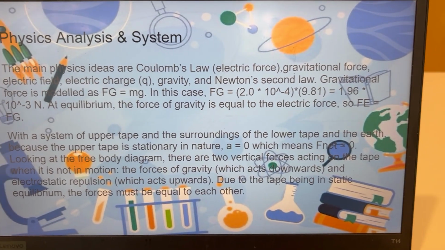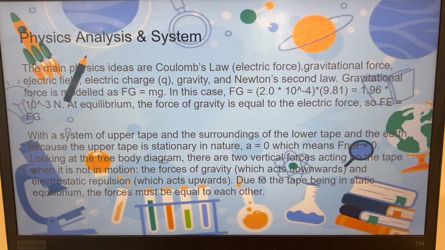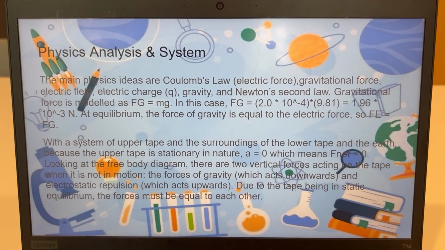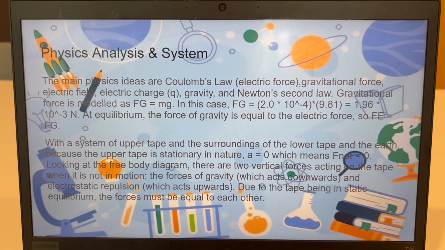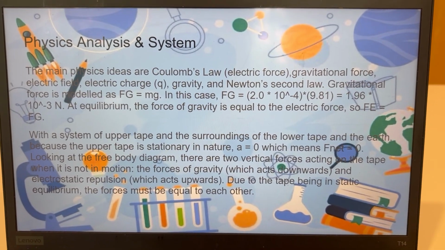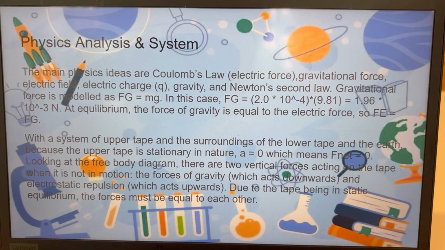At equilibrium, the force of gravity is equal to electric force, so Fe equals Fg. With a system of upper tape and the surroundings of the lower tape and the Earth, because the upper tape is stationary in nature, acceleration is equal to 0, which means F net equals 0.